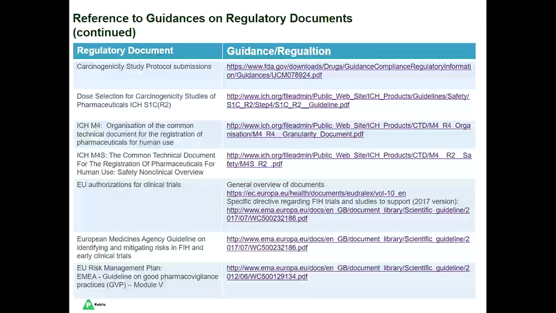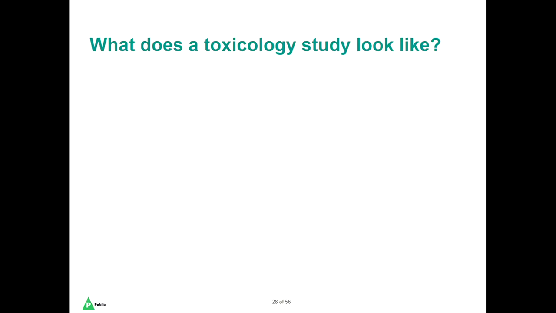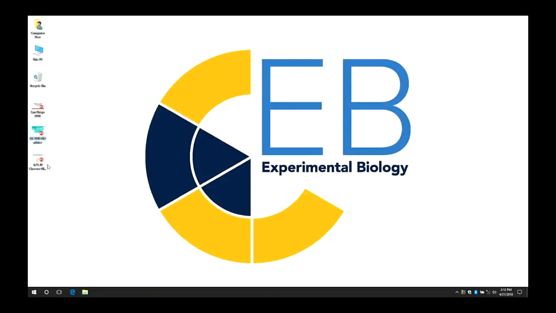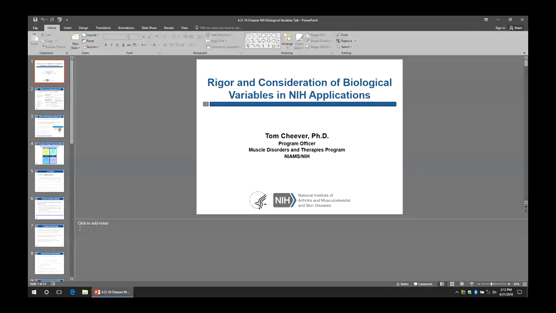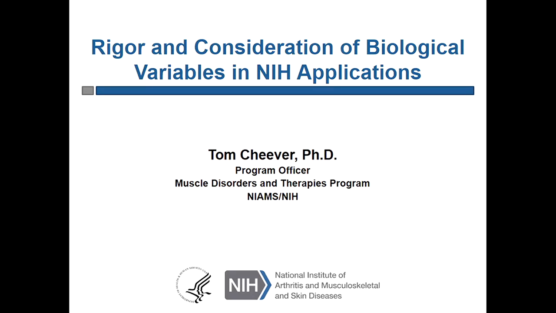Our last speaker for the session is Tom Cheever, and Tom's a program director at the National Institute of Arthritis and Musculoskeletal and Skin Disorders. He has a PhD from Minnesota in molecular biology and biophysics. Then he did a postdoctoral fellowship at Mayo Clinic, and then he did one of the AAAS public policy fellowships, and then ended up at NIH. He's going to talk to us today about rigor and consideration of biological variables, and particularly how the NIH is instructing both investigators and reviewers about how those variables should be covered in research applications.